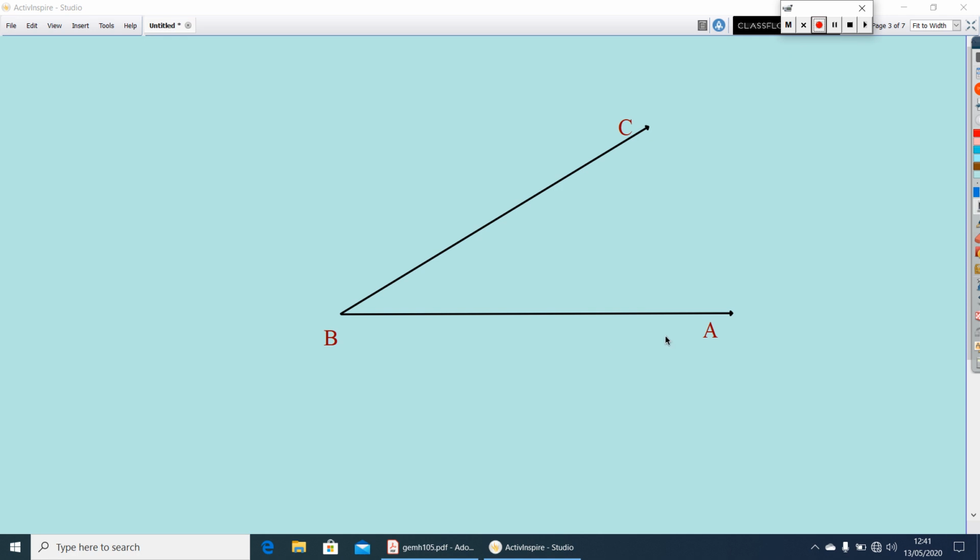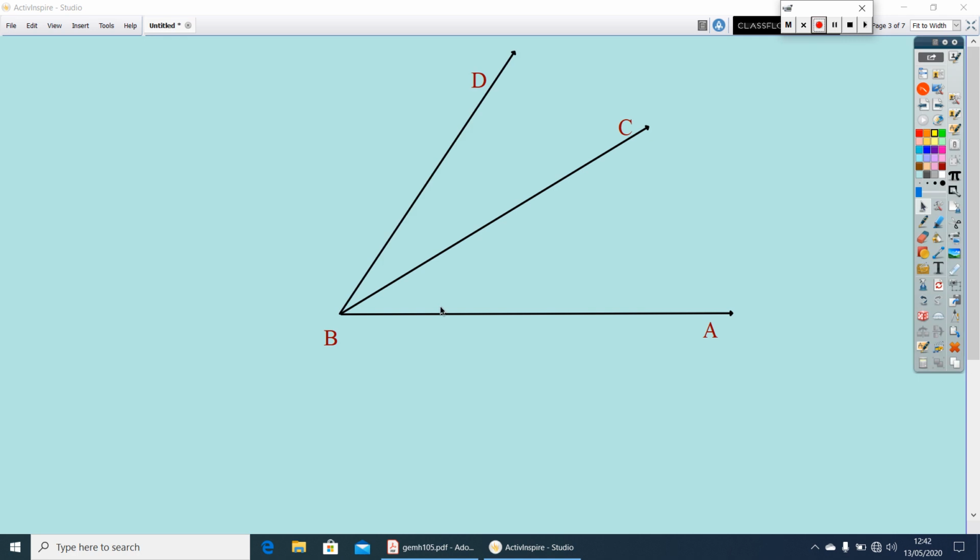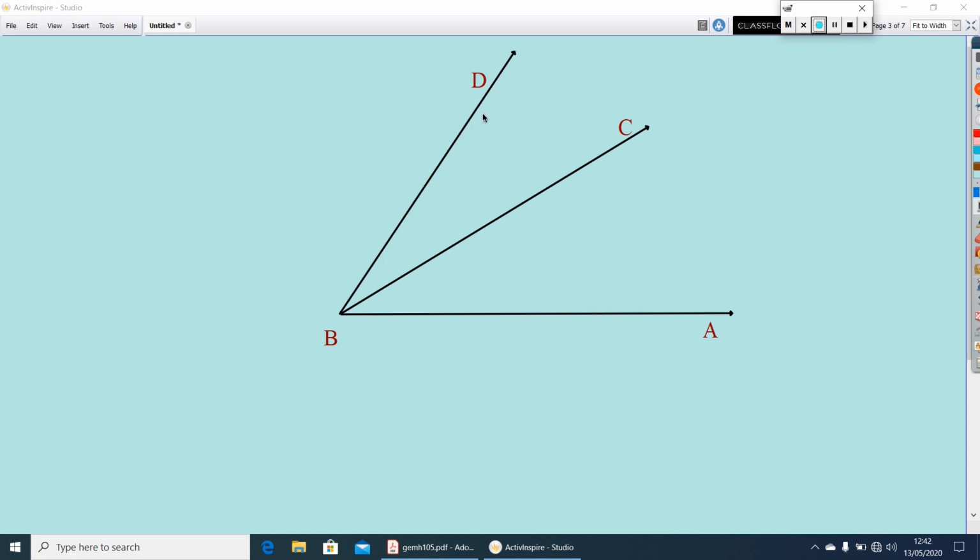Here you have an angle ABC. You know what B is called? B is the vertex. What are the arms of angle ABC? Yes, it is BA and BC. They are called arms of the angle ABC. Now let me draw one more arm here. Here I drew BD, one more ray.